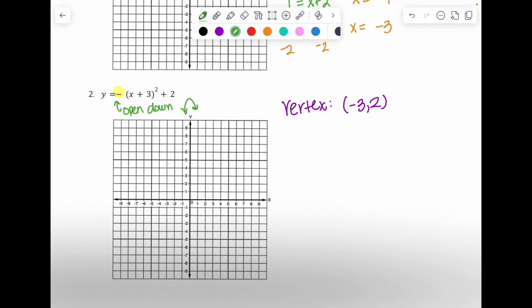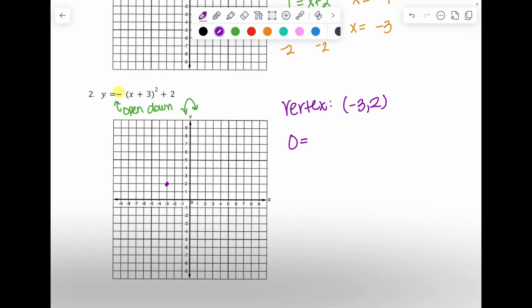So hopefully that would make sense, because if we have our vertex right here at -3, 2, and our parabola were to open upwards, we wouldn't have any x-intercepts because it's never going to come back down and get low enough to touch our x-axis. So we should expect some x-intercepts if we're opening down.